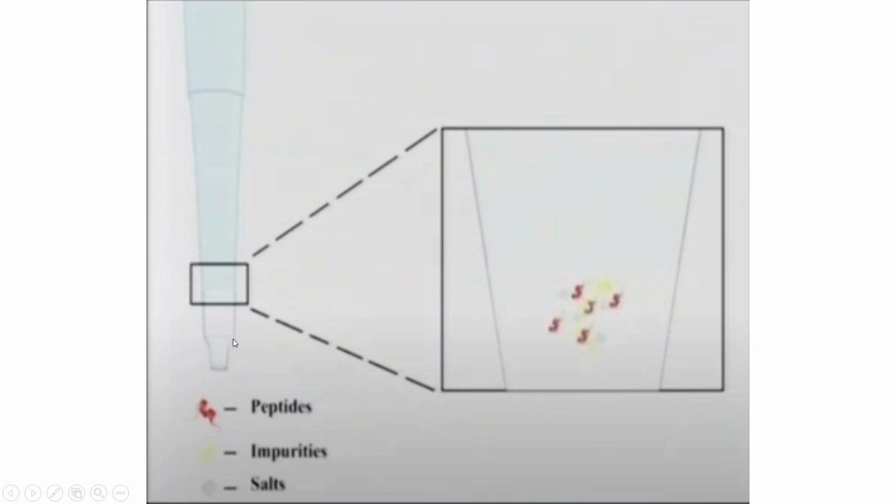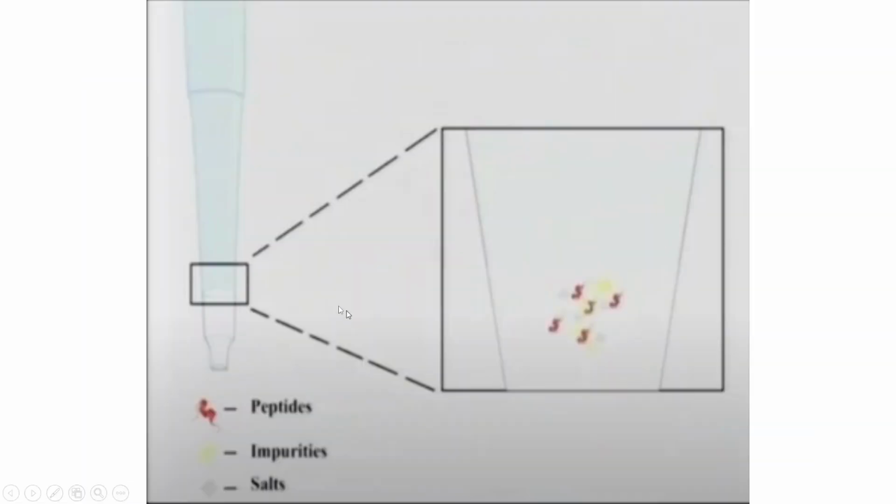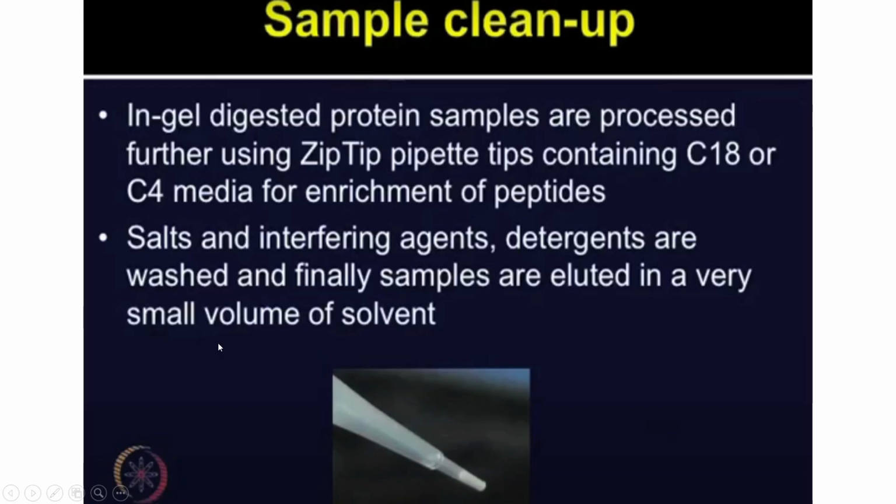Then those peptides are added onto the plate. After that, you need to remove salts, etc. So this is a zip tip, which helps in separation of salts and impurities, and only peptides remain here, whereas all other impurities are removed by using the zip tip. This is how it looks.